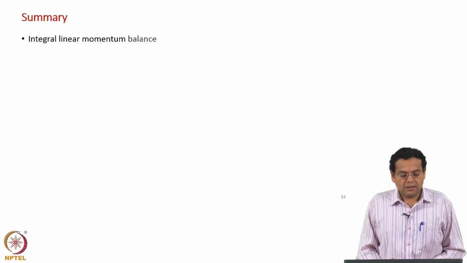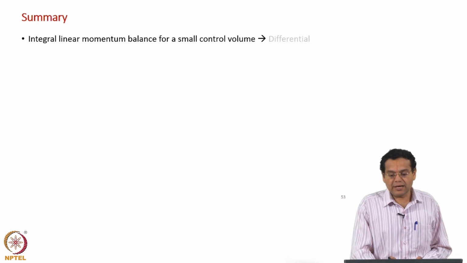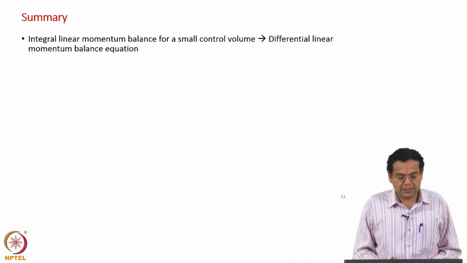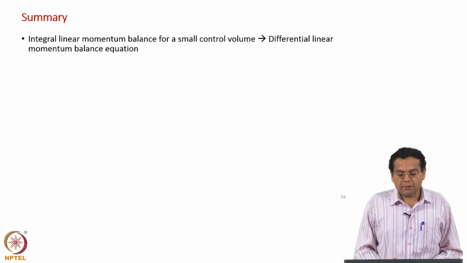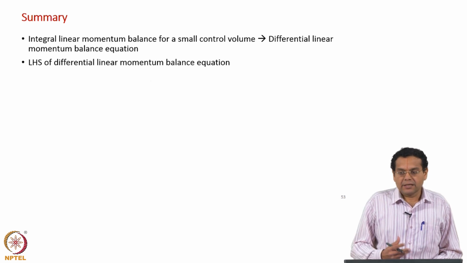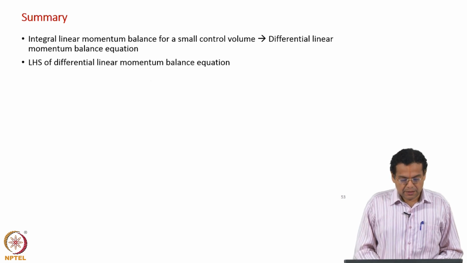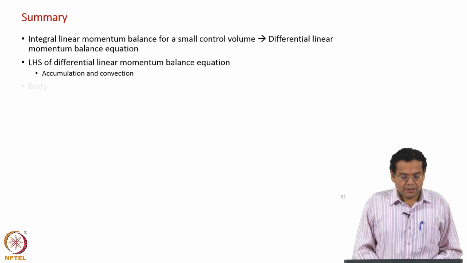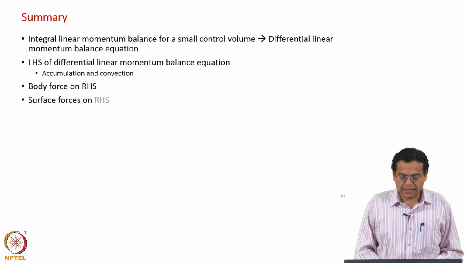Okay, that is a summary of what we have done so far under differential linear momentum balance. We started with the integral momentum balance applied for a small control volume, and derived the differential form of the linear momentum balance equation. We have derived the left hand side, which has the rate of change with respect to time term and then the convective momentum term. On the right hand side, we have looked only at the body force. We are yet to look at the surface force on the right hand side. To understand that, we are taking a diversion to solid mechanics. That is where we stand.